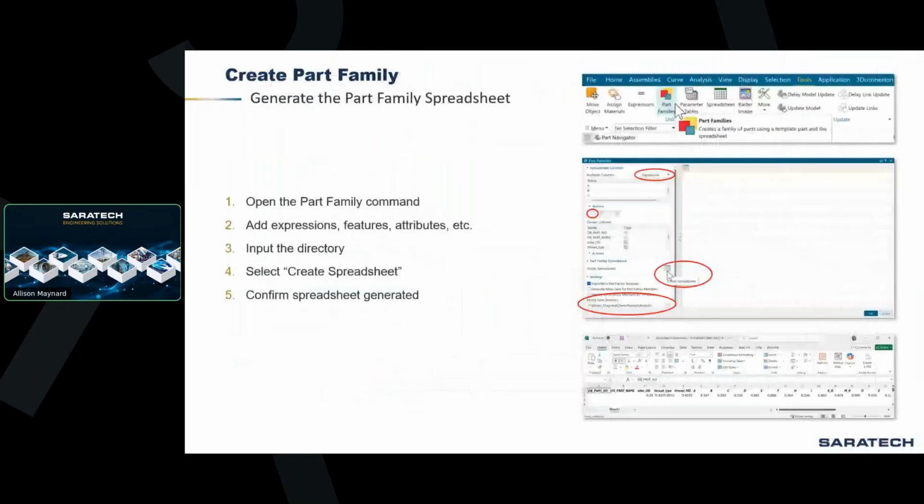So now that the sketch is complete and the model has been created, we can generate the part family spreadsheet. So this document will specify the varying dimensions for each iteration of the standard part. So you will, in the same tool tab, right next to expressions, you can select part families. And inside that command, you'll add expressions, features, and attributes. Under this available columns drop down, input the directory where you want the part family spreadsheet to be saved.